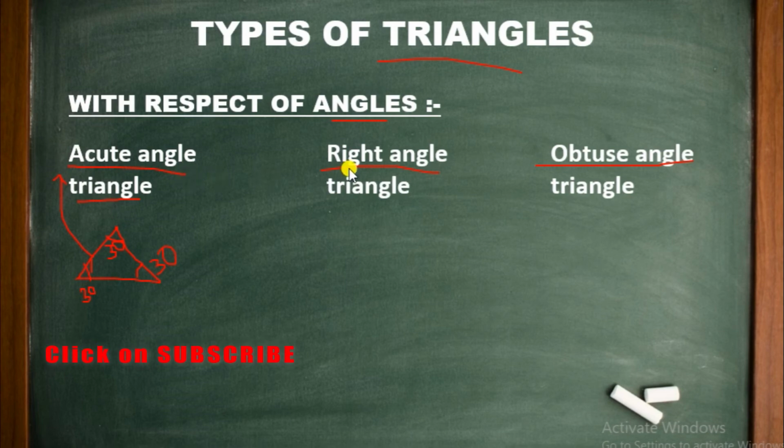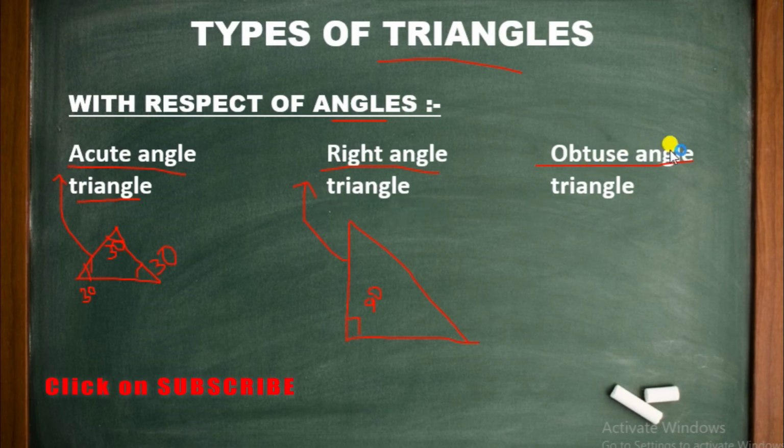Now, right angle triangle. Again, I am drawing one triangle here. This is our 90-degree angle, and we know 90-degree angle is called right angle. So when a triangle has one 90-degree angle, then the triangle is called right angle triangle. This is called right angle triangle because here we can see one 90-degree angle.